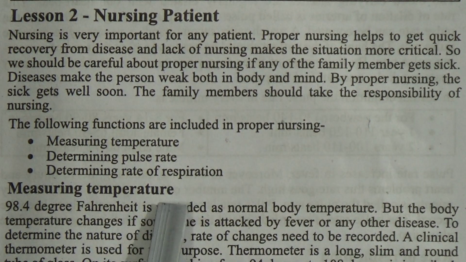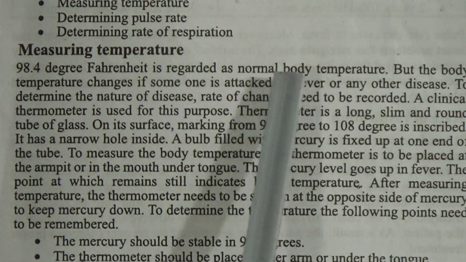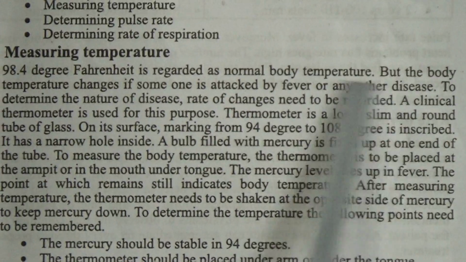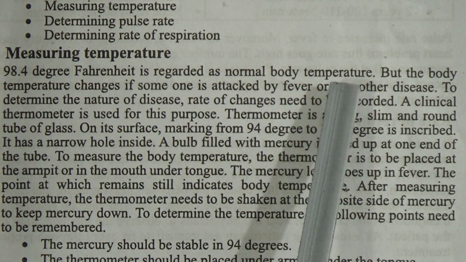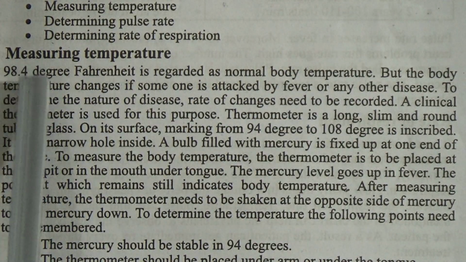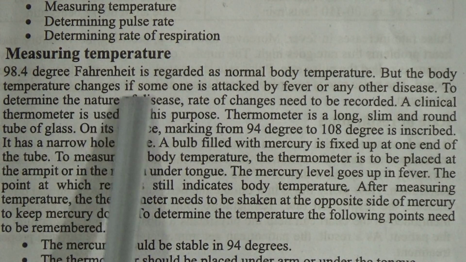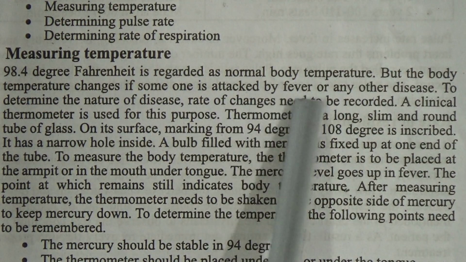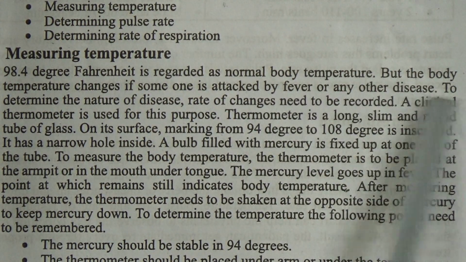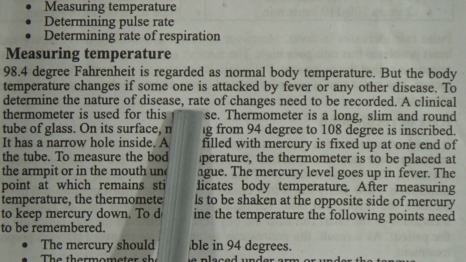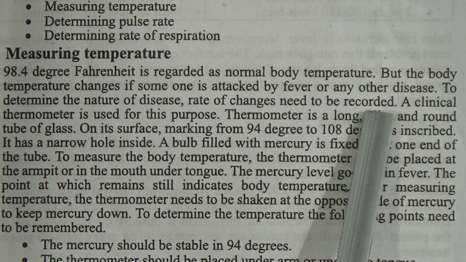Now, measuring temperature. 98.4 degrees Fahrenheit is regarded as normal body temperature. So what is the normal temperature of our body? It is 98.4 degrees Fahrenheit. But the body temperature changes if someone is attacked by fever or any other disease. To determine the nature of the disease, the rate of changes needs to be recorded.